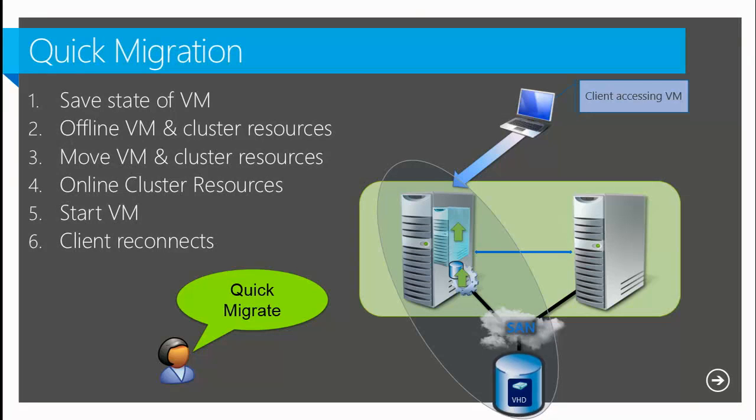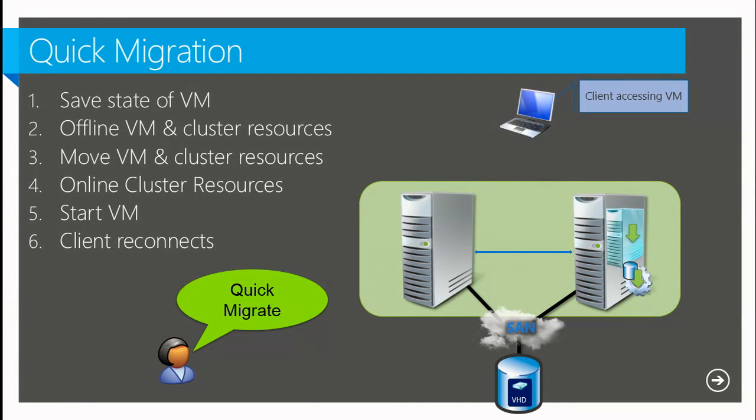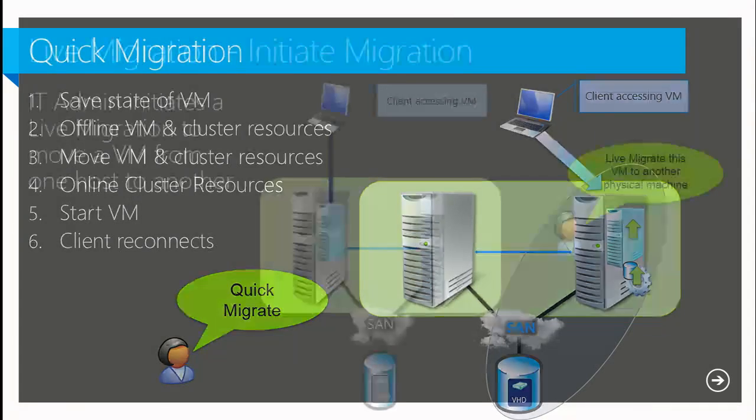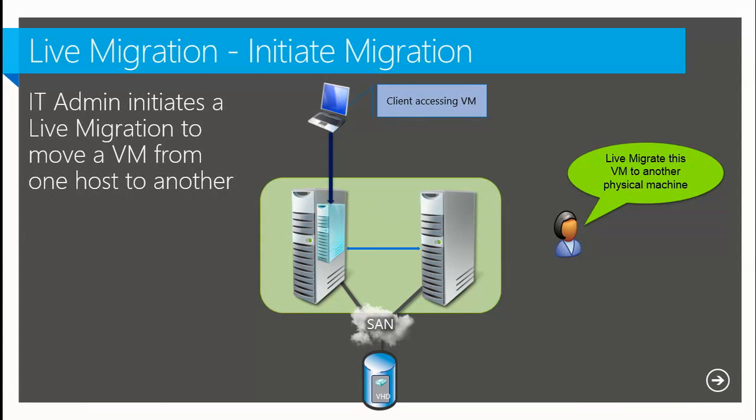So what we do here, we say, perform a quick migration. We're going to save the state of the virtual machine, so save that in-state memory to our disk. We're going to bring those VMs offline and move them to our second node in the cluster. We're then going to load that in-state memory off the disk. So again, we're not cold booting the VM. Bring the VM online, reconnect our clients. Essentially, we're taking a snapshot of the current VM and moving that snapshot to our other node. Again, there is downtime. So let's take a look at live migration and what's different here.